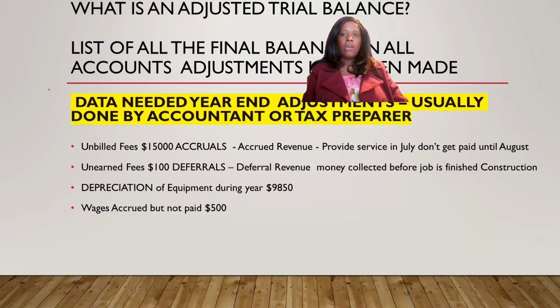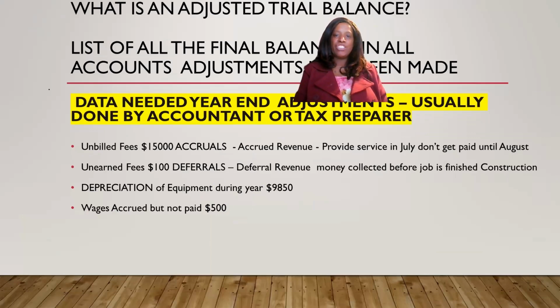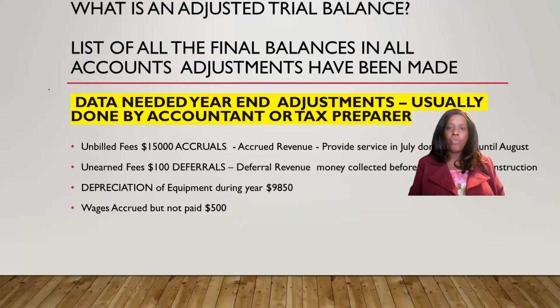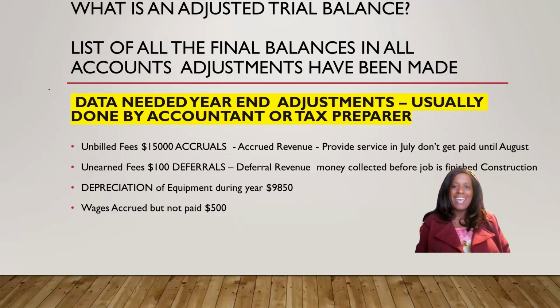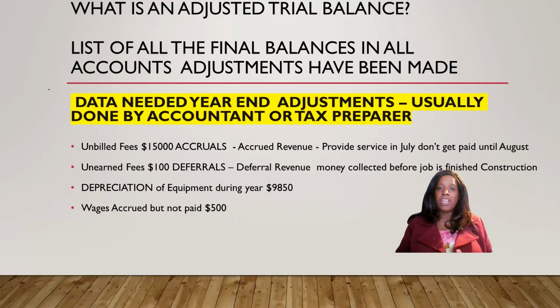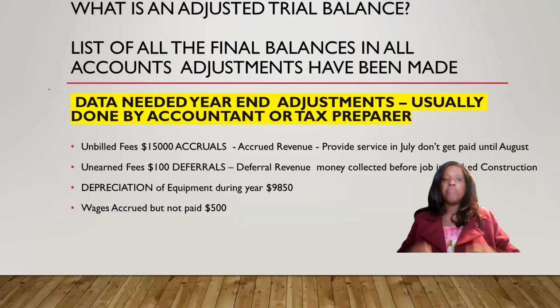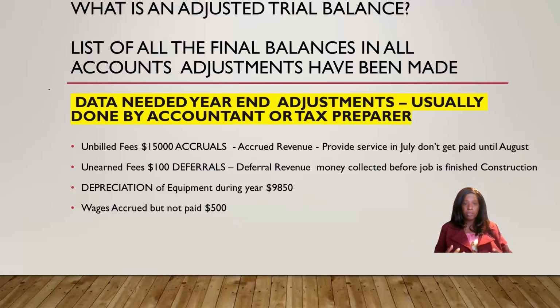So we talked a bit about the adjusted trial balance. The adjusted trial balance is the list of all the final balances, in all the accounts, where all the adjustments have been made. Now, in this, you need some data. What are the data needed that you need to give to the accountant, or the accountant usually knows?